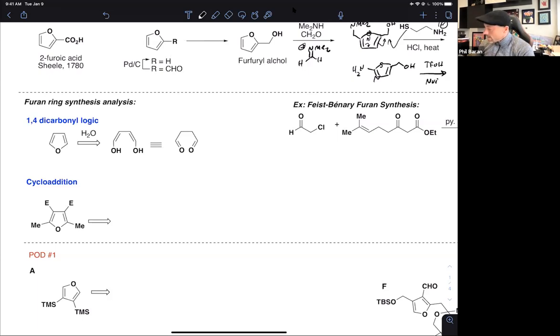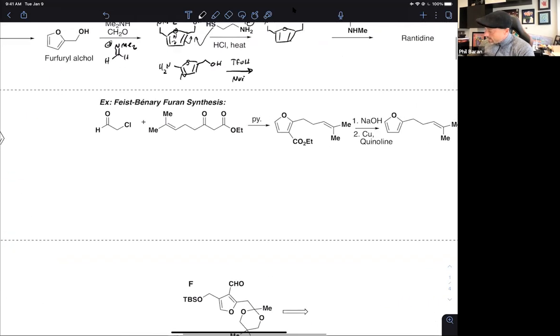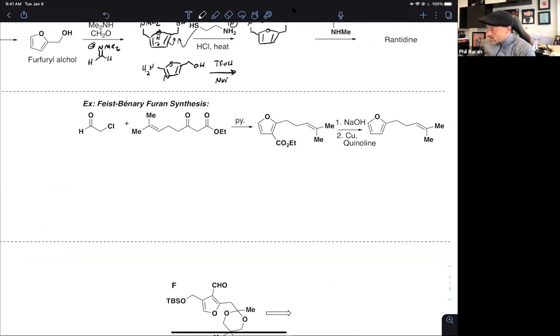So probably one of the most useful and maybe oldest furan syntheses is the Feist-Benary, and it's exemplified with the synthesis of this small furan-based natural product. And it commences with this beta ketoester condensing with this alpha chloroaldehyde. And so we need some help.